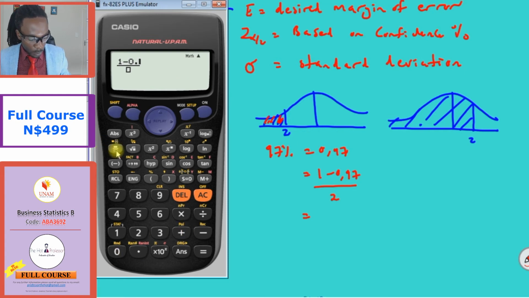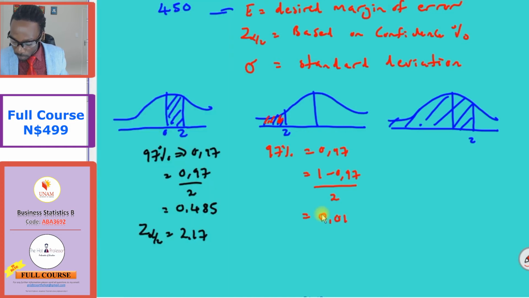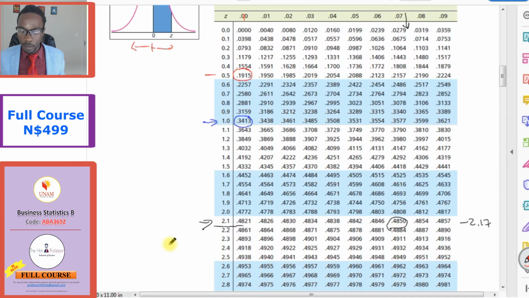1 minus 0.97 divided by 2, 0.015. So again, we go to a table which has a smaller tail and we look for 0.015 inside the table. Alright, so let's do that. Let's see if we will find the same answer.